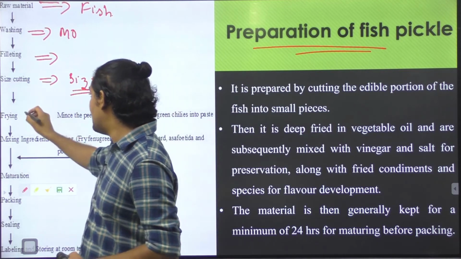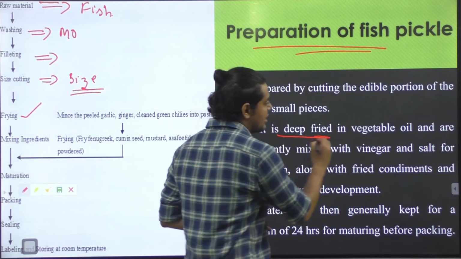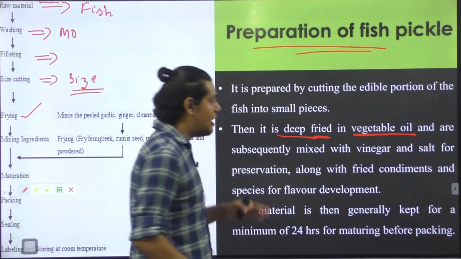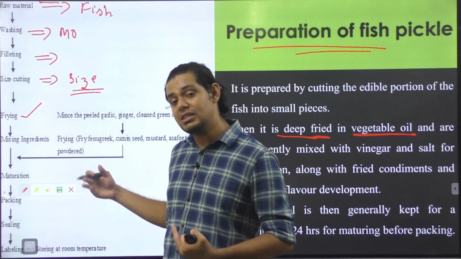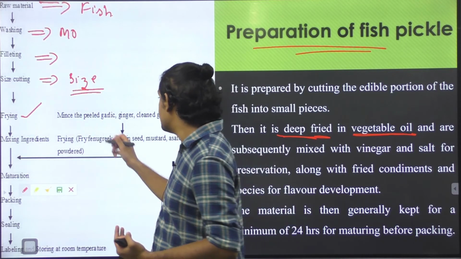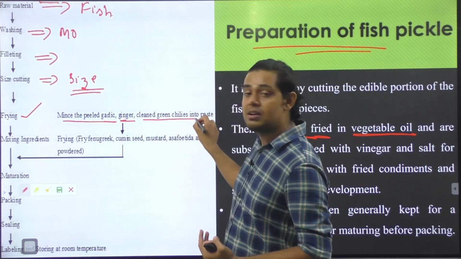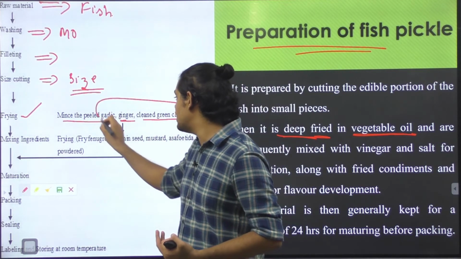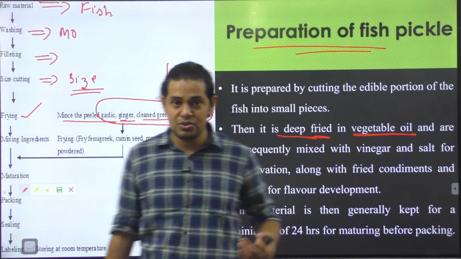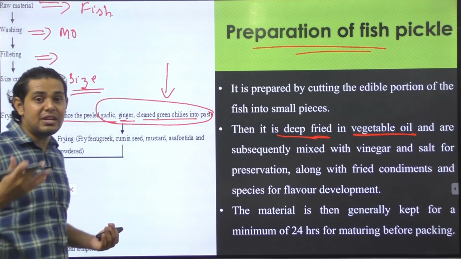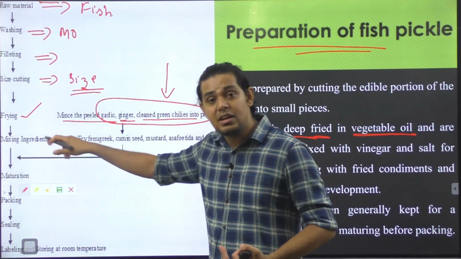After which we subject it to frying. The frying has to be ideally deep frying in vegetable oil. After deep frying, we mix it with other ingredients. What are the other ingredients chiefly used here? We use minced peeled garlic, ginger and cleaned green chilies, and grind all of them together into a paste. Why exactly is this done? These are the spices, and they contribute to flavor enhancement in the final product, which will be enriched with a lot of flavors.